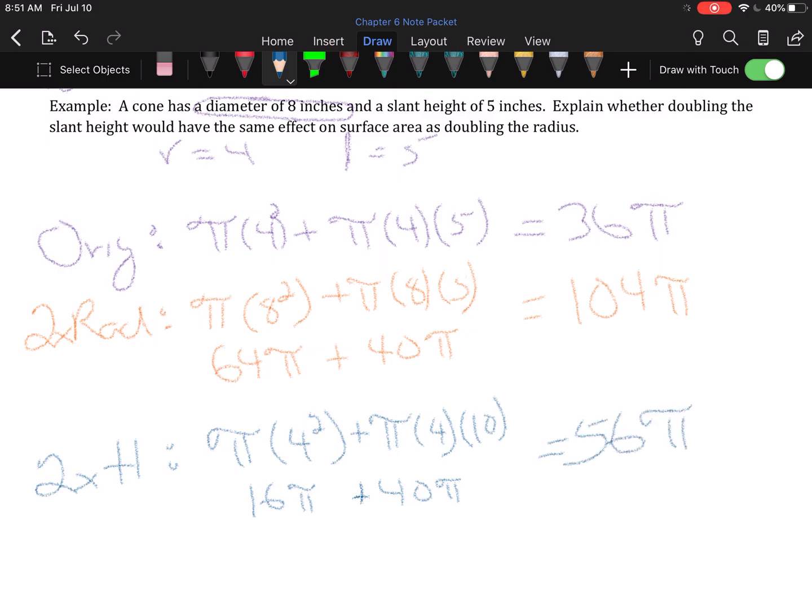So does doubling the slant height have the same effect as doubling the radius? No. How do we explain that? You've done it by showing all of this work. This work is your explanation.